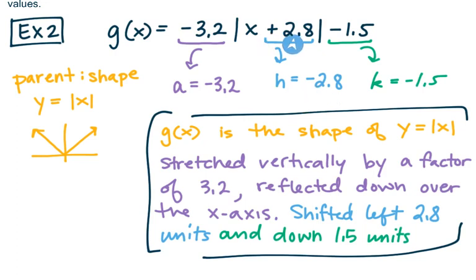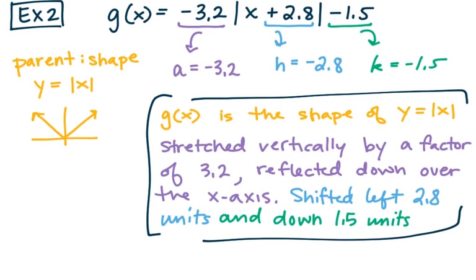And then because we are added on the inside, we're going to shift horizontally and we're going to do the opposite of that. So it looks like you'd go right, but you actually end up shifting left 2.8 units. And then adding on the outside is my vertical shift, and that behaves as we expect. So we're going to go down 1.5 units.